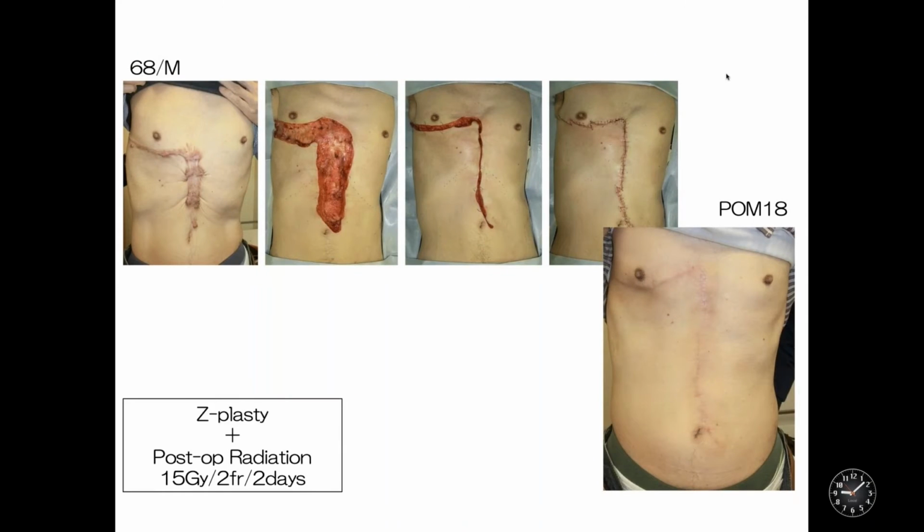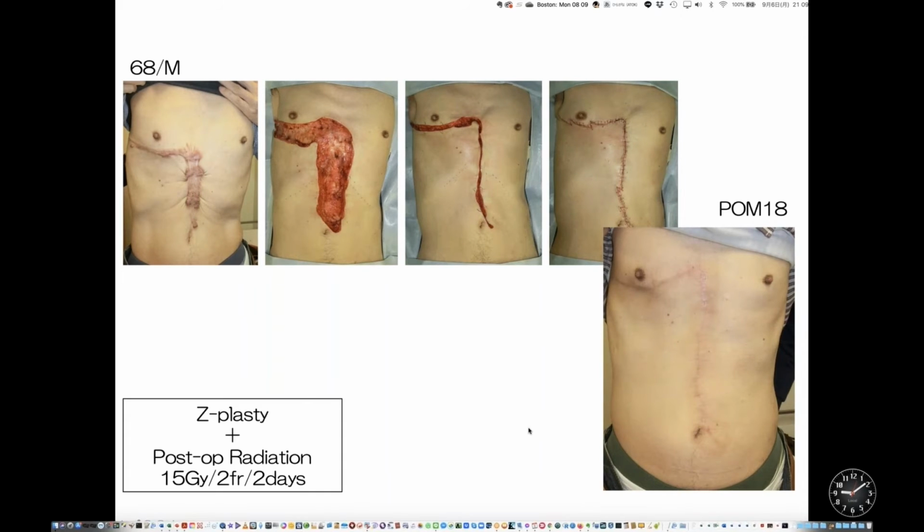And this case was also surgical keloid, surgical scar. Keloids are removed everything and Z-plasty is performed. And 18 months after surgery.